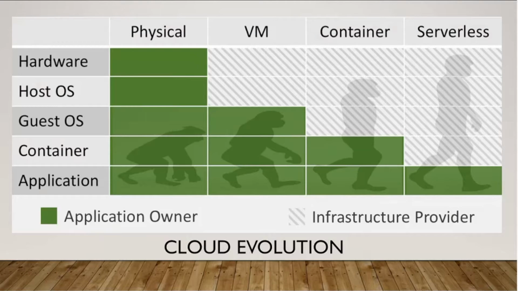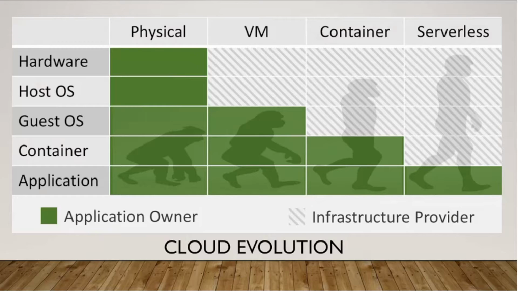So this here is the cloud evolution. And in here, we have two main actors. The first one is the application owner, which most of the folks on this call might be. You could be an application owner, a developer who is in charge of developing some component, right? And then there is the infrastructure provider.